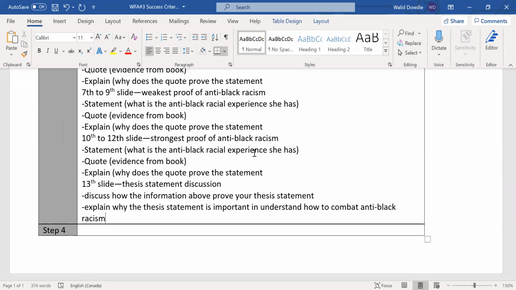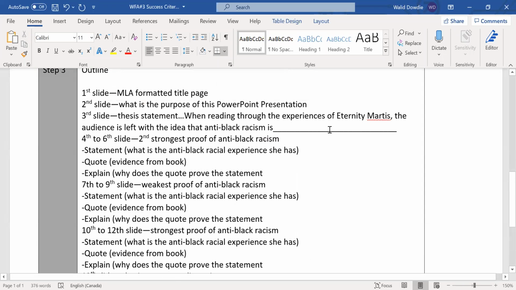Anything else? Yes. Also, is the thesis statement discussion similar to the conclusion? Yes, it is. We're not going to call it a conclusion here. In essays, your conclusion would be the focus of your thesis statement. Here, we're calling it a thesis statement in the slide, but the same idea. You're summing up why all those points support your thesis statement.